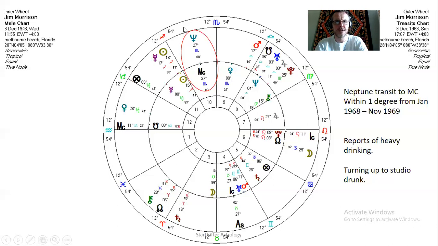So the theme of Neptune is escapism. What Jim chose to do was escape through his midheaven, to escape through drugs and alcohol. A more positive way to use Neptune energy would be through spiritual work, meditation, and getting heavily involved in creative ability, creative talents. So he was involved in the music, but he was also escaping heavily through alcohol and drug abuse.